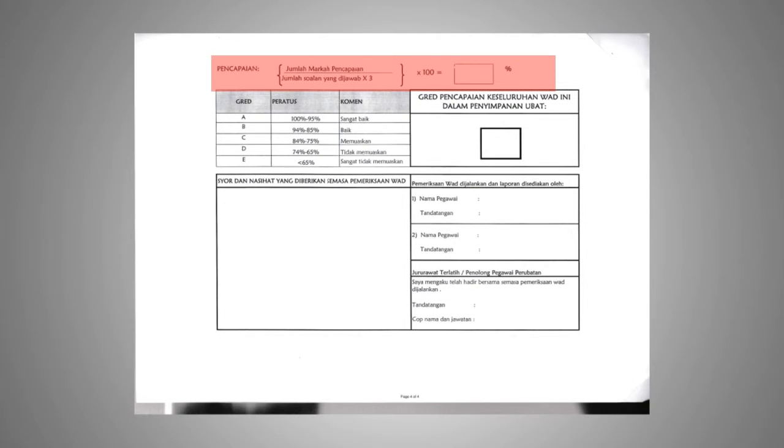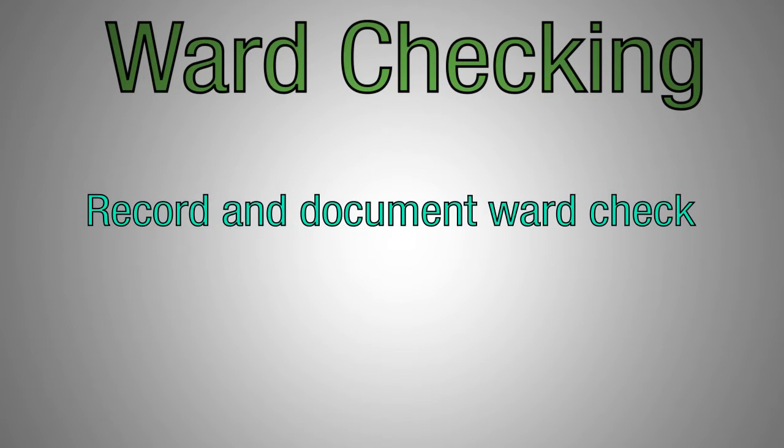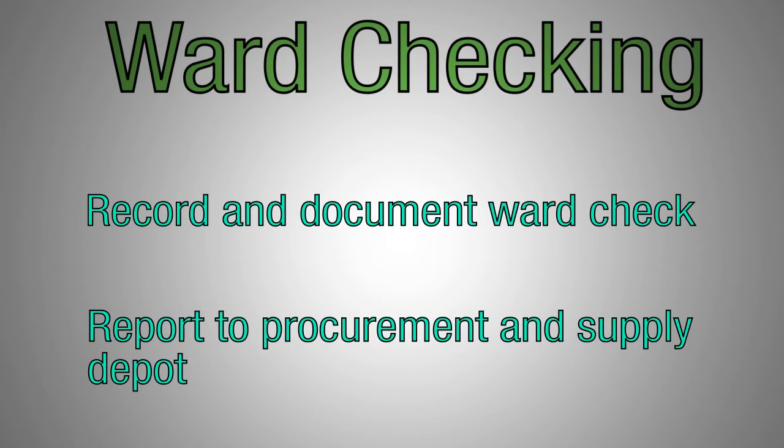Then lastly, we will total up the marks for each section and calculate the grade for the ward using this formula. This paper must be signed by the pharmacist who checked the ward as well as the nurse who followed the pharmacist throughout the whole ward checking session. The pharmacist will also write some advice and recommendation in this form. After this, the pharmacist will need to document and record the ward check. Then, lastly, they must also send a report to the procurement and supply department.